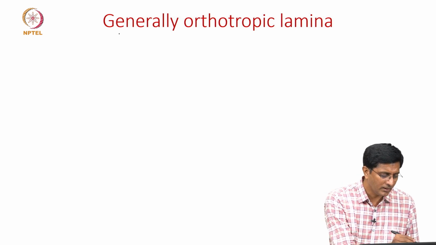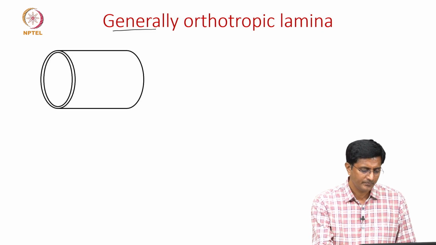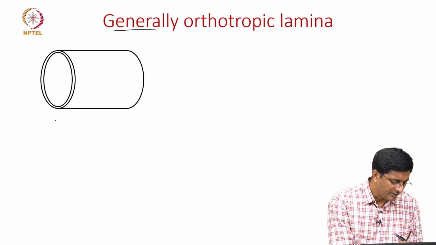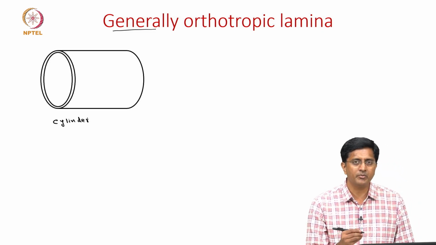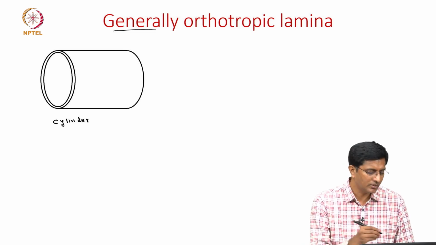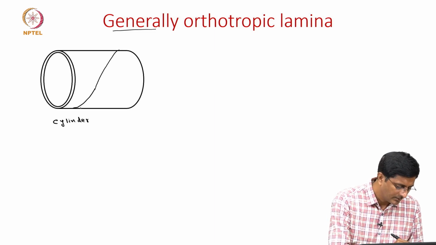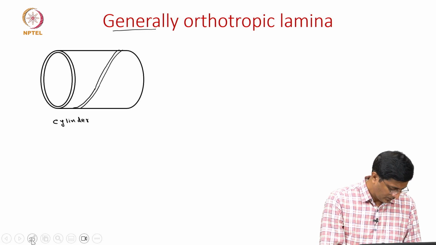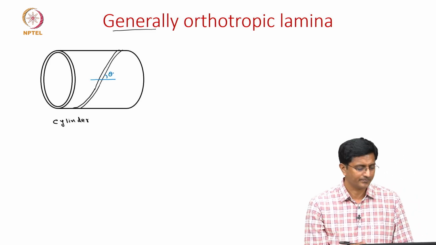So, we will start by looking at a generally orthotropic lamina with an example. Consider this cylinder. Let us say this cylinder is prepared by filament winding, meaning that there are fibers wound at an angle. Let us say these are the fibers, and these fibers are making an angle of theta with the x axis.